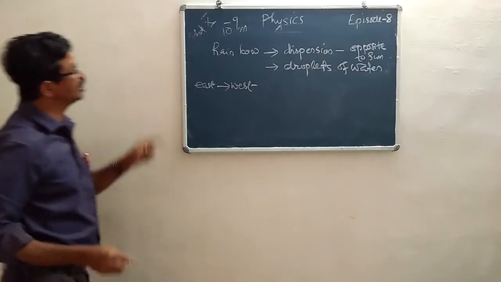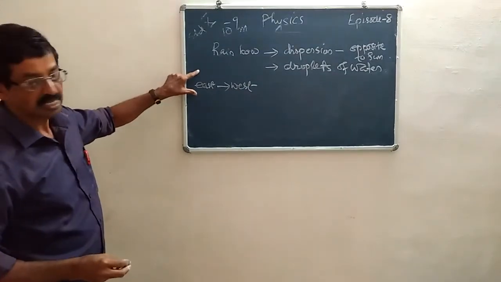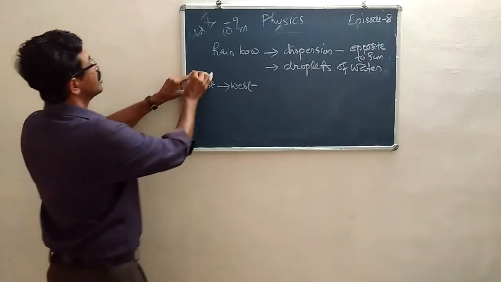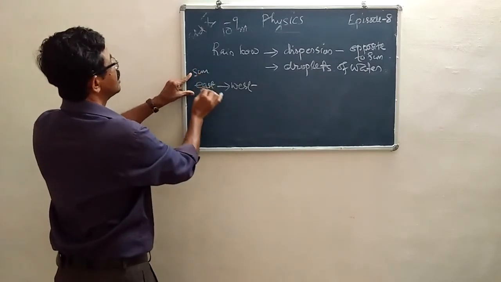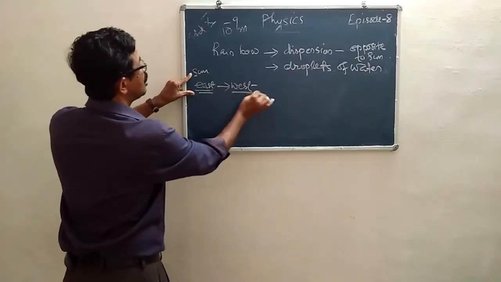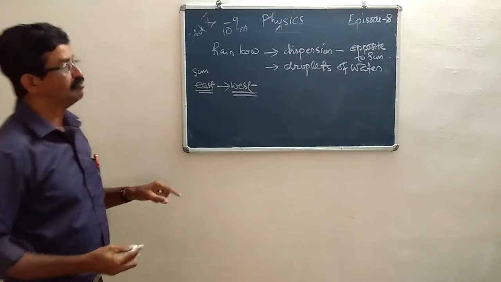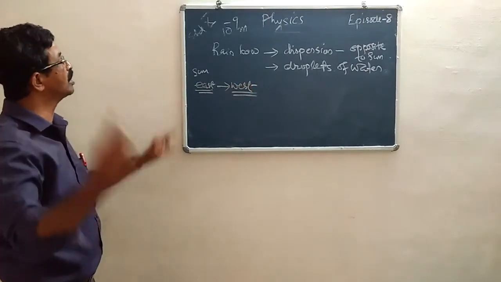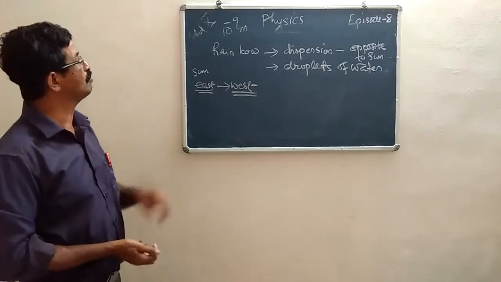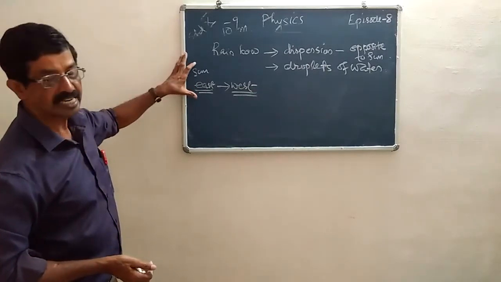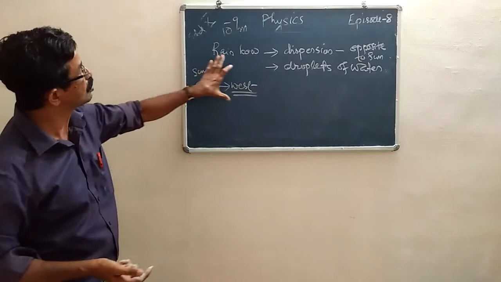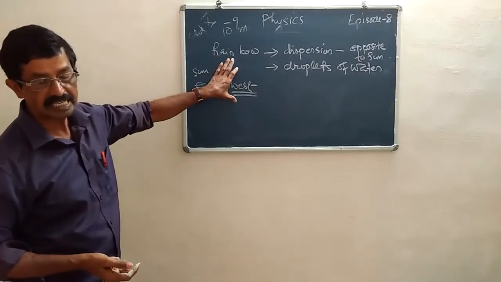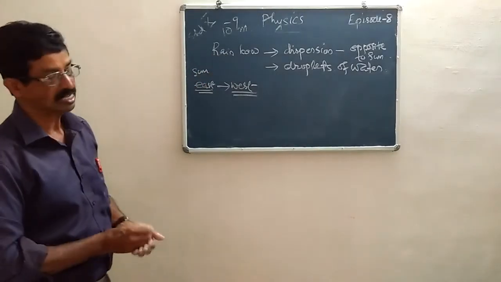West. That means if the sun is in the east, where can we see the rainbow? We can see it in the west. That means just opposite. In the morning, the sun is in the east, then the rainbow you will see is in the west.